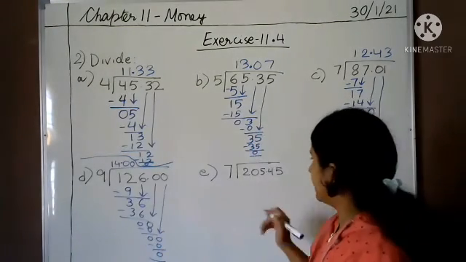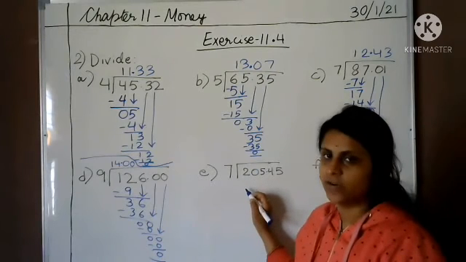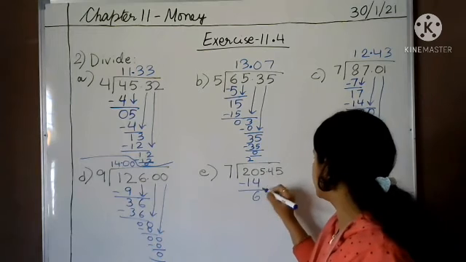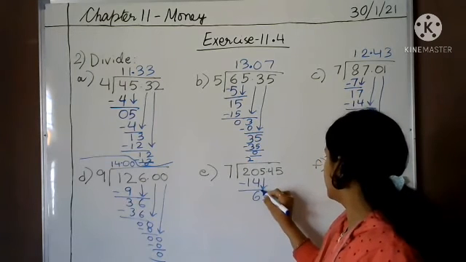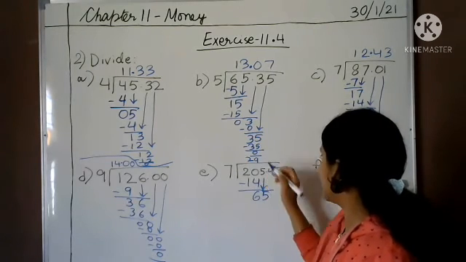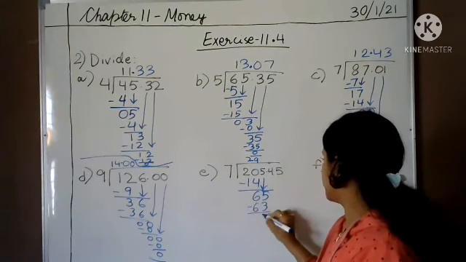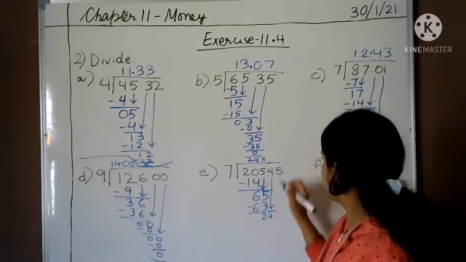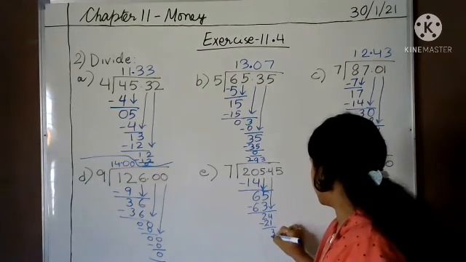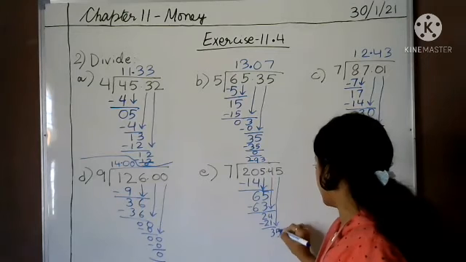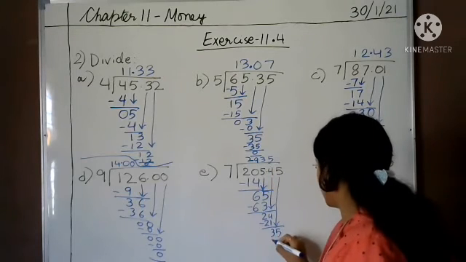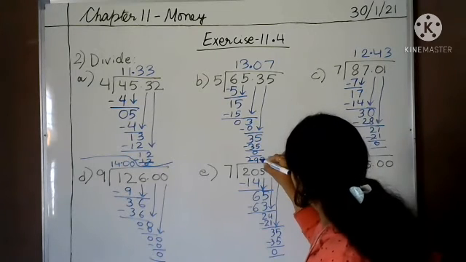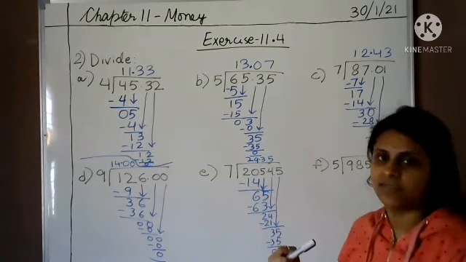Now this E1. So 7 की टेबल में 2 नहीं आएगा और 0 हम सबसे पहले लिखेंगे नहीं. So 7 twos are 14. 7 nines are 63. 7 threes are 21. And 7 fives are 35. So the answer is 29 rupees and 35 paise.